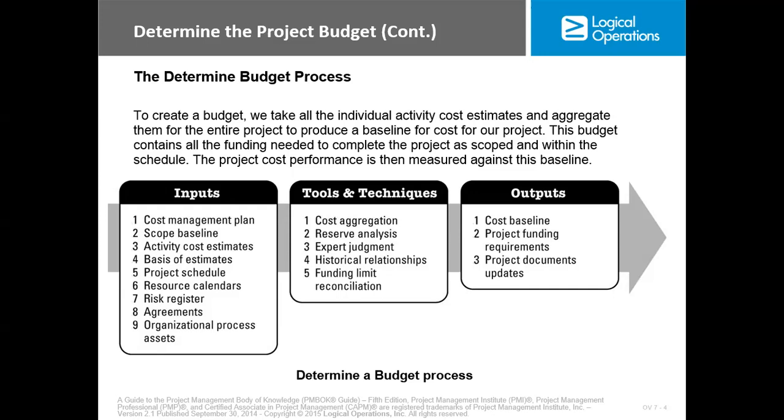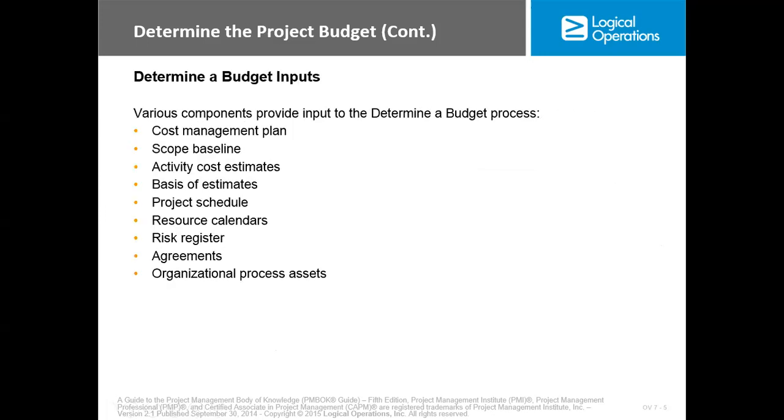Input, we have the cost management plan, scope baseline, activity cost estimate, or basis of estimates. We have project schedule, resource calendar, risk register, agreement, organizational process assets. Okay, tools and techniques, we have the cost aggregation, reserve analysis, expert judgment, historical relationship, funding limit, reconciliation. Then at the end of the day, we will be having outputs like cost baseline, project funding requirement, project document updates.